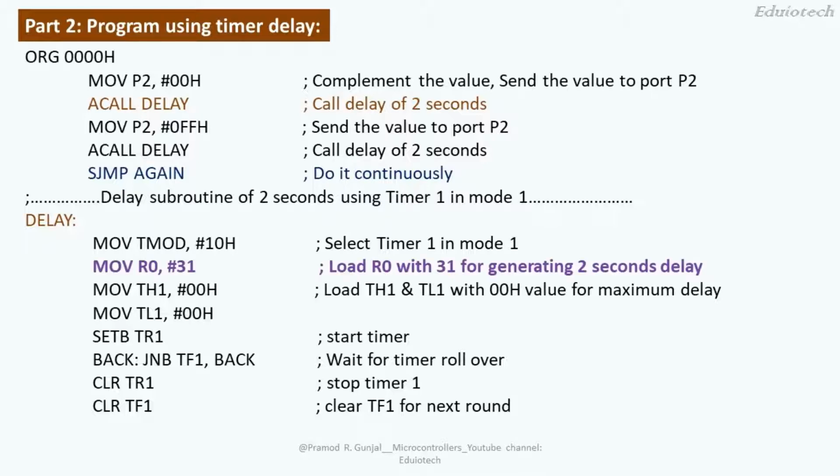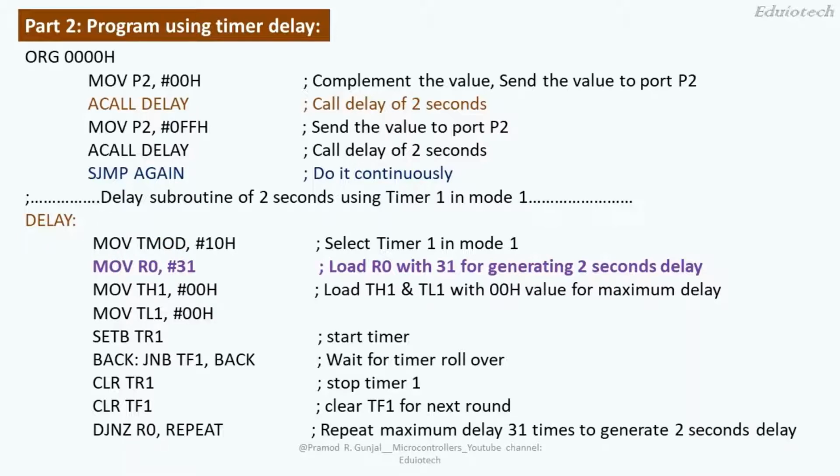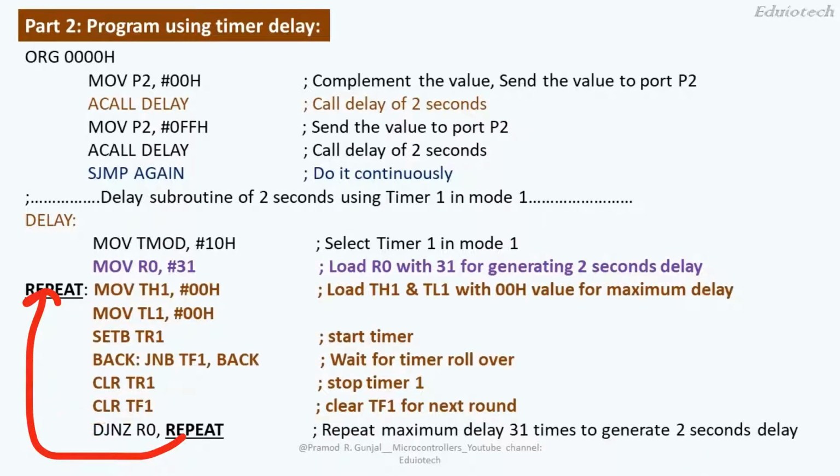One interesting thing that you can do here is the delay time can be increased as much as you want. For that, load register R0 with count value 31 for more delay. Using the instruction DJNZ, we decrement R0 each time and check is it 0? If not, jump to the relative address, and we write this here. Now look at the code.